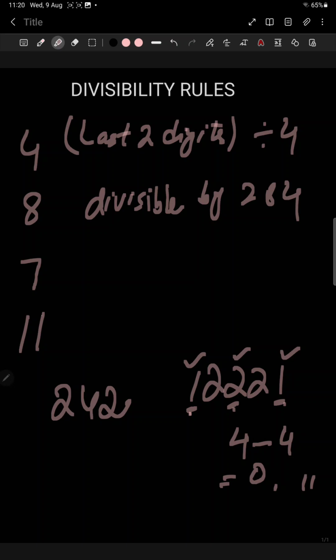Let us check this number. The numbers at the odd places are 2 and 2, that is 4. The number at the even place is only 1, that is 4. The answer is 0. So this number is also divisible by 11.